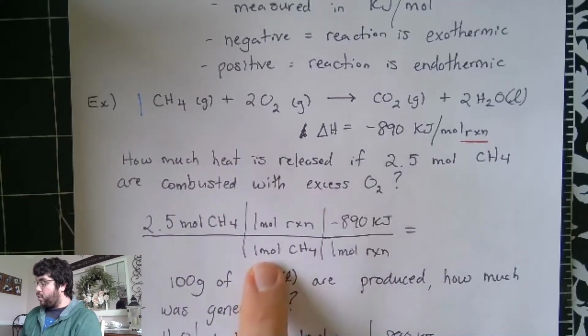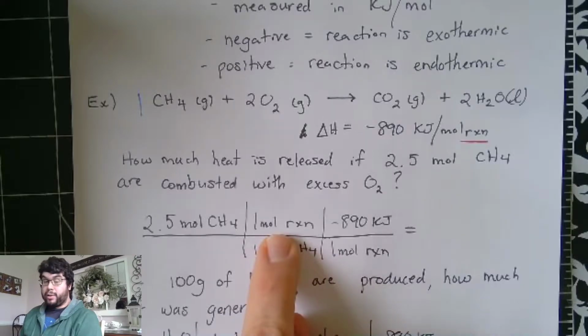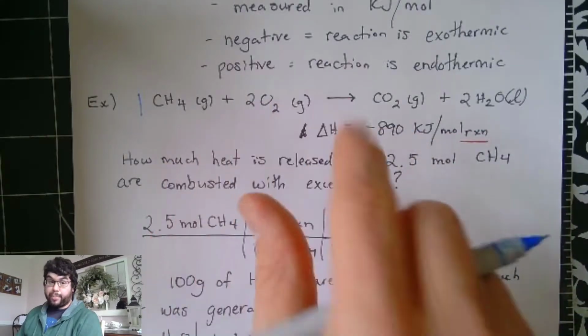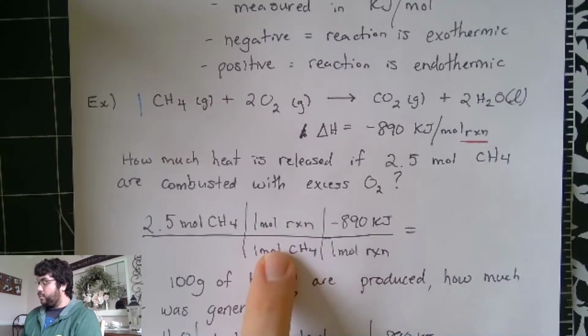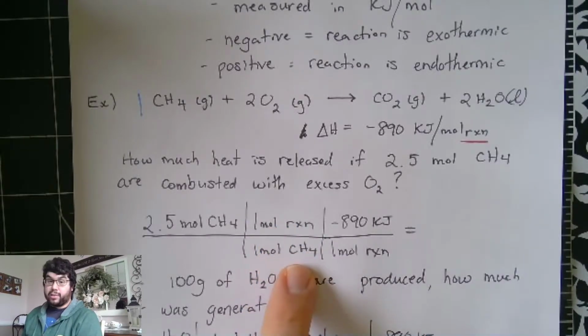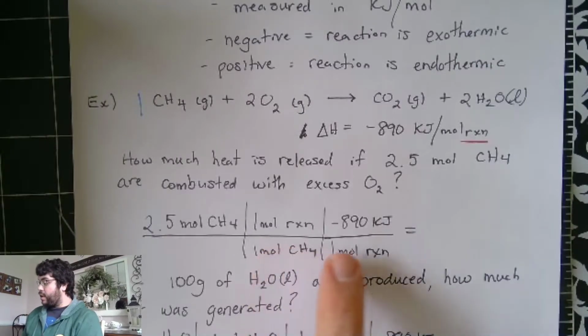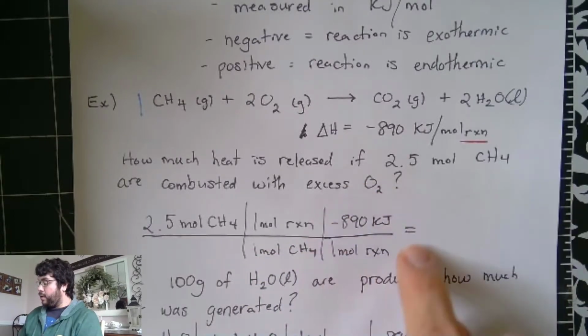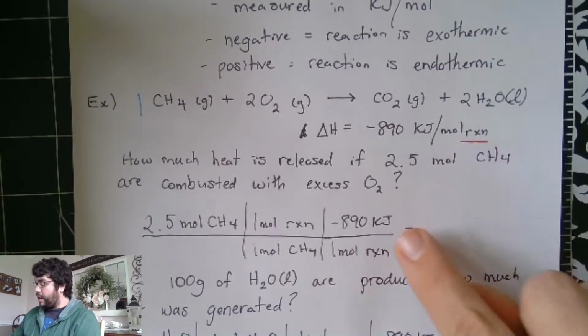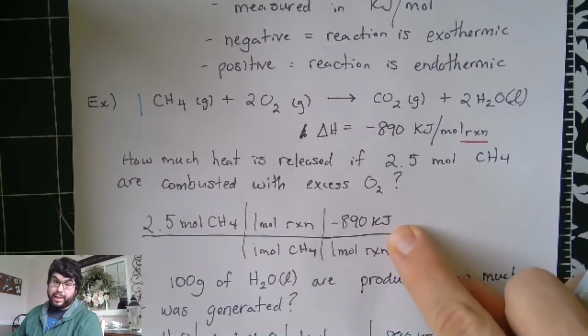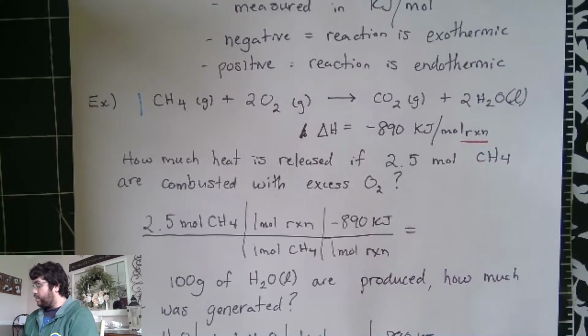So 1 mole of CH4 to 1 mole of the reaction. If we do the reaction once, we're going to use 1 mole of methane. So that's the ratio between the mole of reaction and the number of moles of methane, CH4. And then I would multiply by the molar enthalpy, which is for every 1 mole of reaction, 890 kilojoules of energy are released.